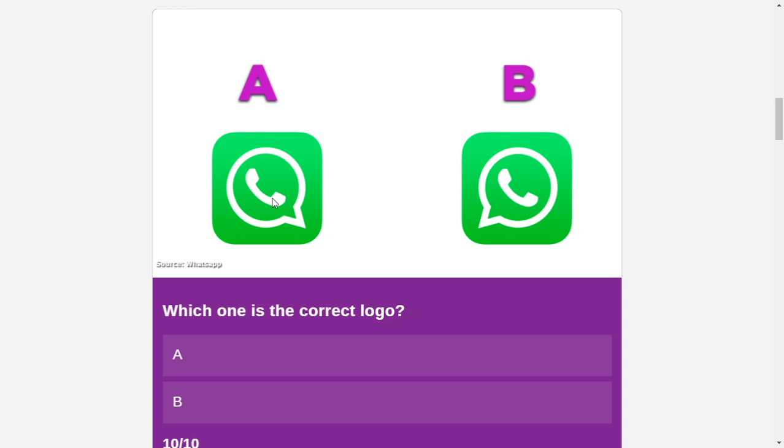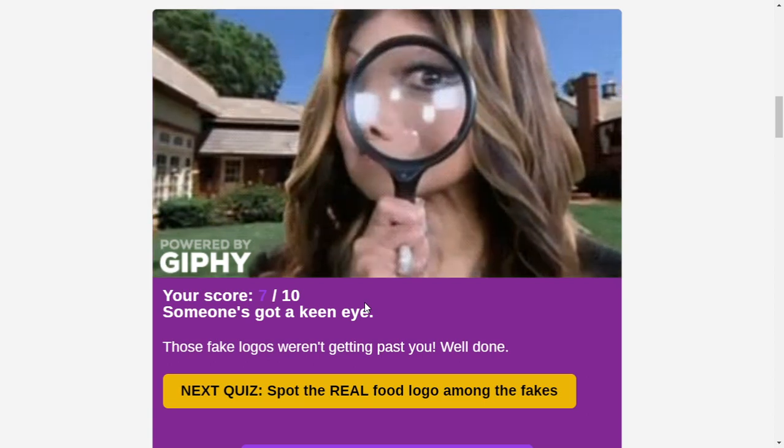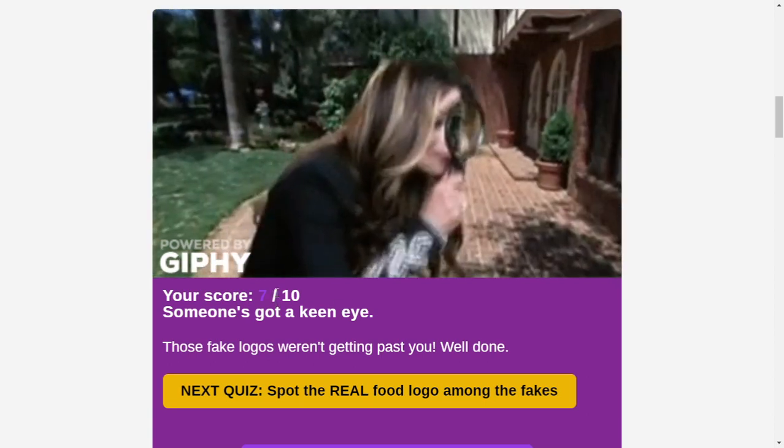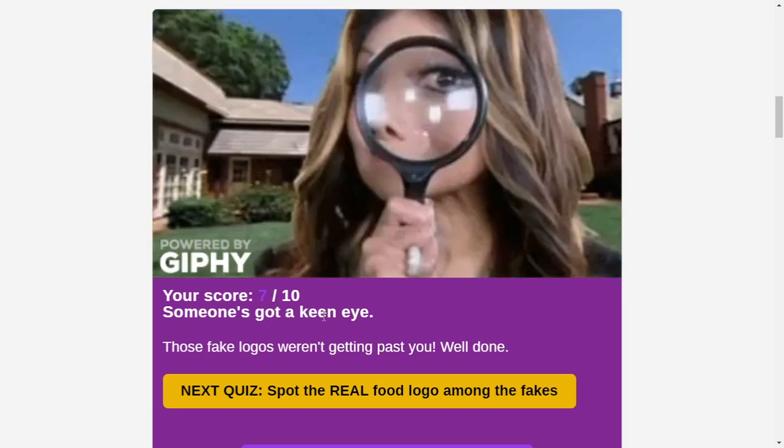Let's check my phone. Turn on your phone. The application. What is the... Aha. B. We cheated a little bit. Come on, it's okay. 7 or 10. Okay, same thing. It's again.